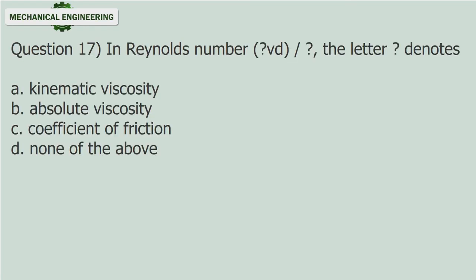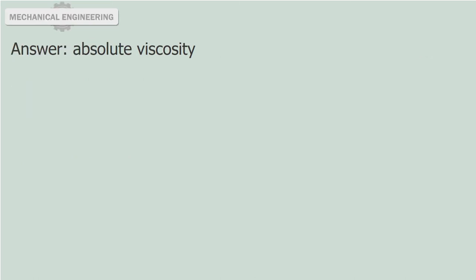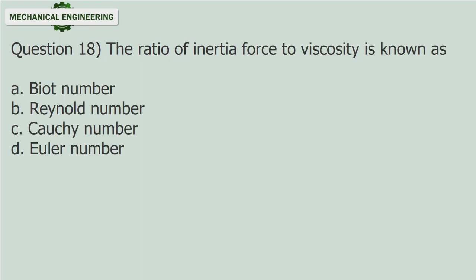Question 17. In Reynolds number, VD/ν, the letter ν denotes A. Kinematic viscosity. B. Absolute viscosity. C. Coefficient of friction. D. None of the above. Answer, absolute viscosity. Question 18. The ratio of inertia force to viscosity is known as A. Biot number. B. Reynolds number. C. Cocke number. D. Euler number.